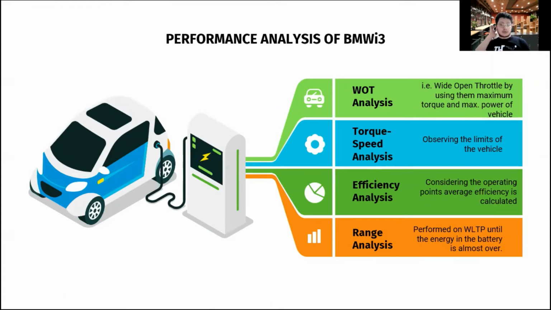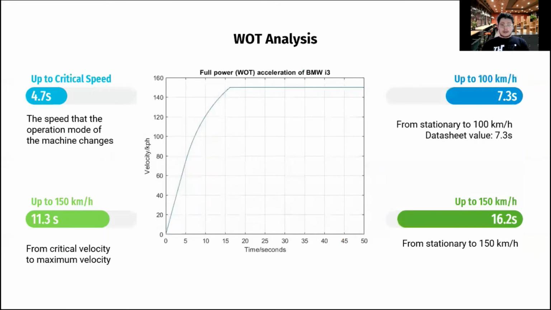Torque speed analysis shows the operating conditions and gives a chance to observe the limits of the vehicle. By using the equation from the curve fitting method, as you remember, the average efficiency of the whole operation in one cycle can also be calculated. Finally, until the battery discharges almost fully, the vehicle runs in the VLTP cycle again and again to observe the range performance of the vehicle. Let's start with the WOT analysis results.